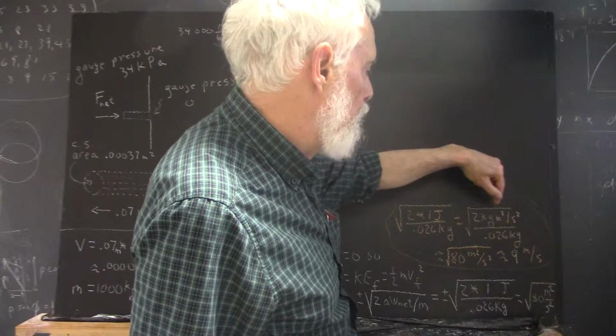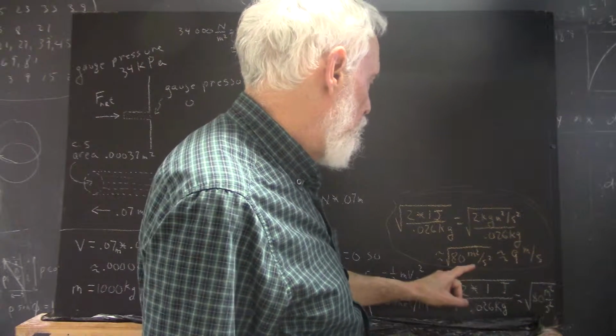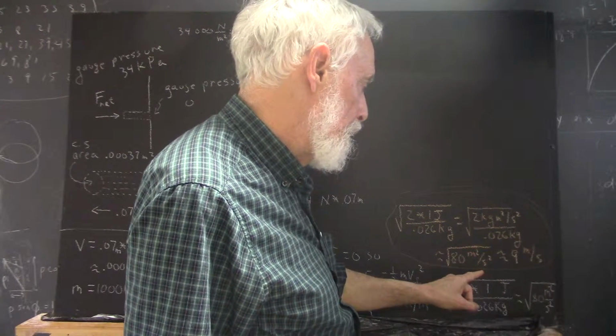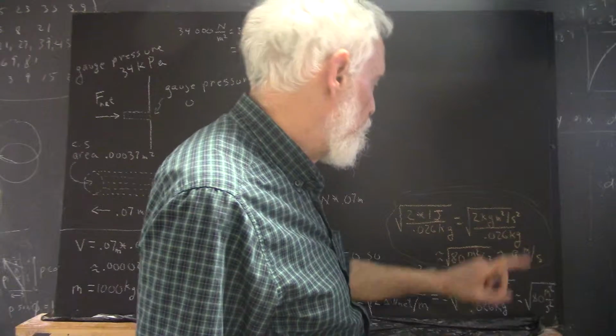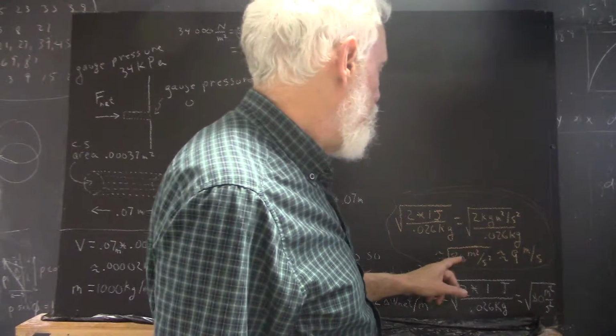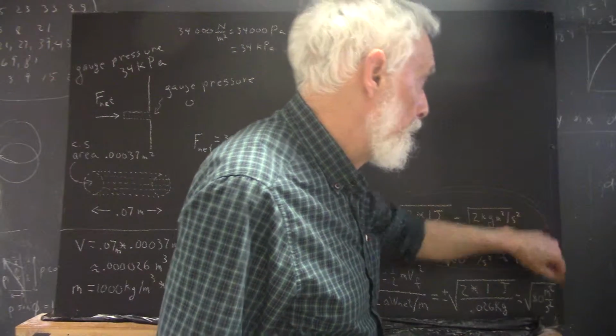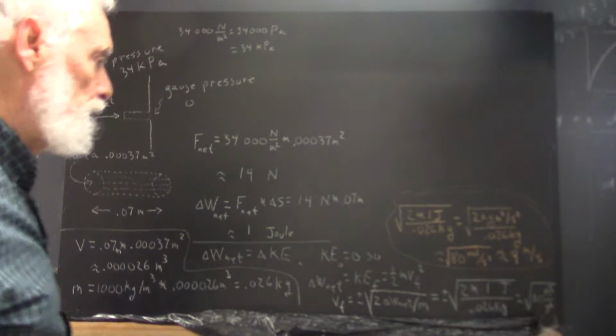A joule is a kilogram meter squared per second squared. When we divide by kilogram, we end up with meter squared per second squared. Again, dividing 2 by 0.026 gives us something close to 80, and the square root of 80 is about 9. The square root of a meter squared per second squared is a meter per second, and there's our result.